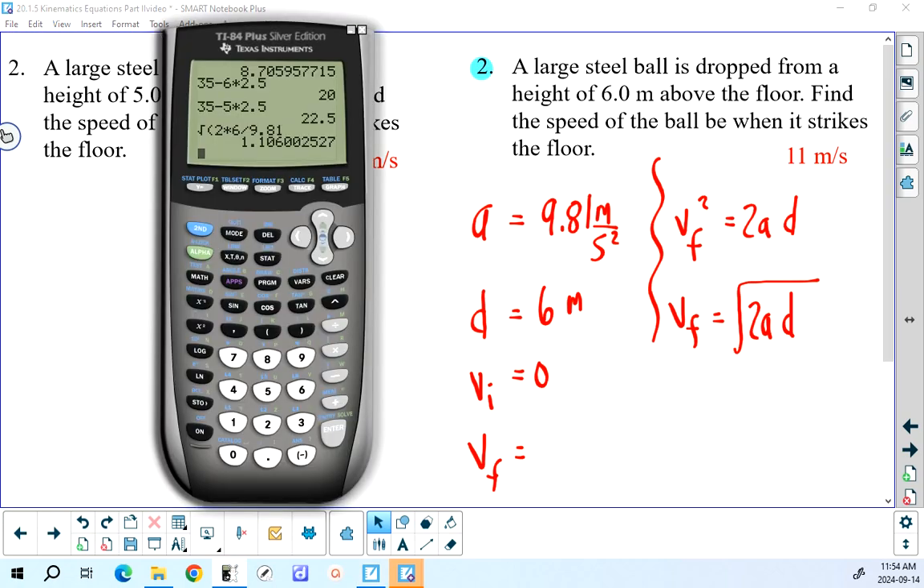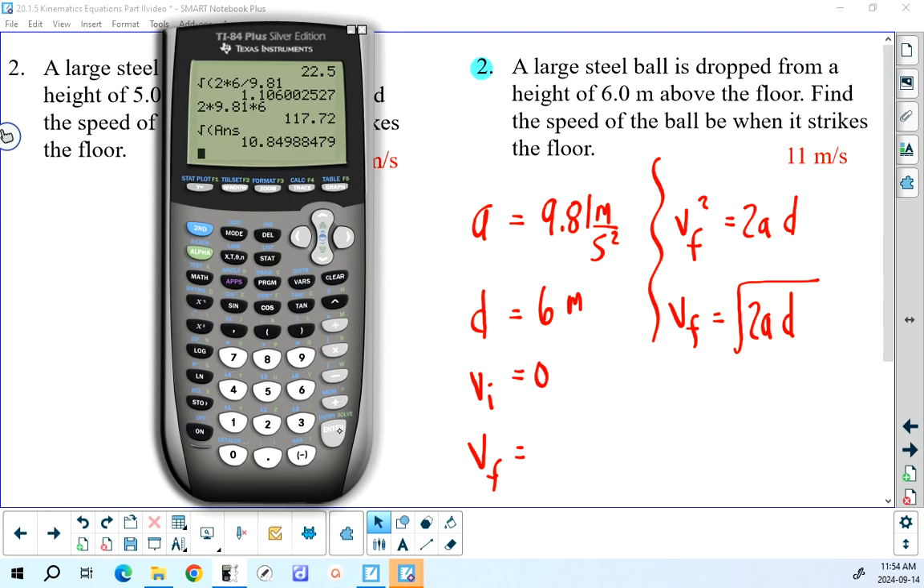But before we do that, just go with stepping into a time machine, going back to before you knew these things could be positive or negative in the formula. I take 2 times 9.81 times d, which is 6, and I take the square root of the answer and get 11 meters per second.